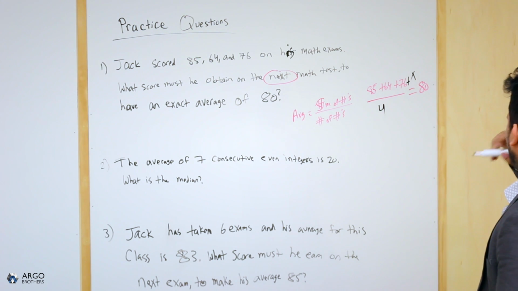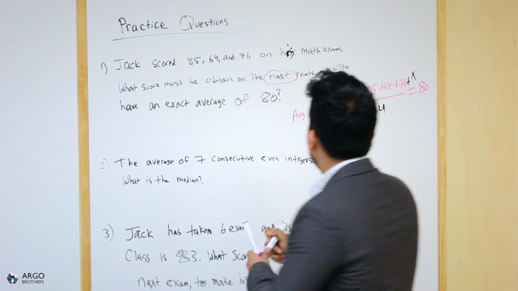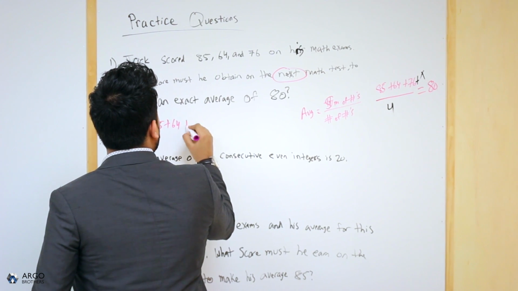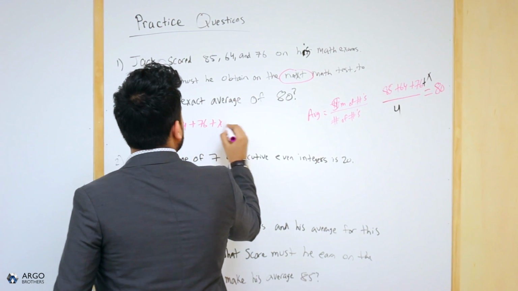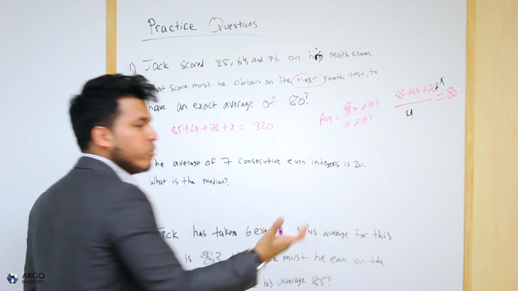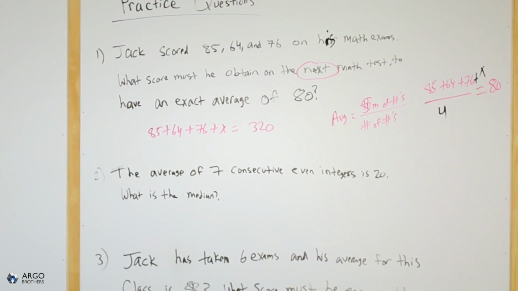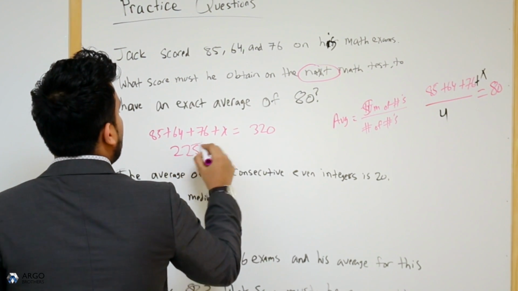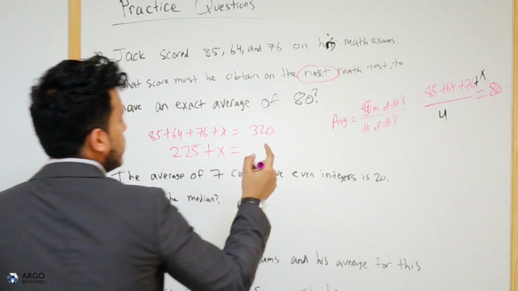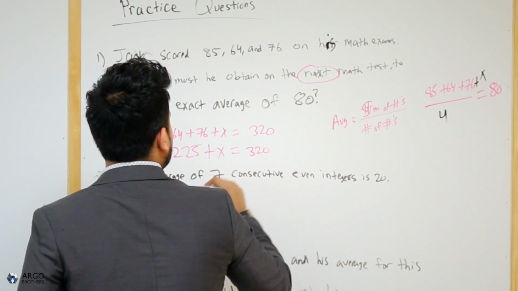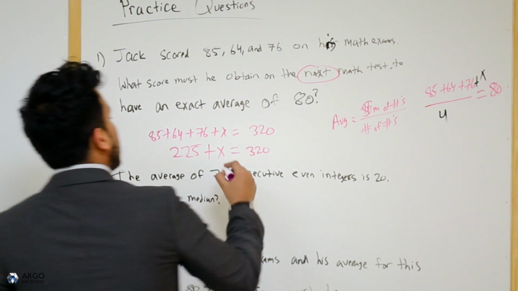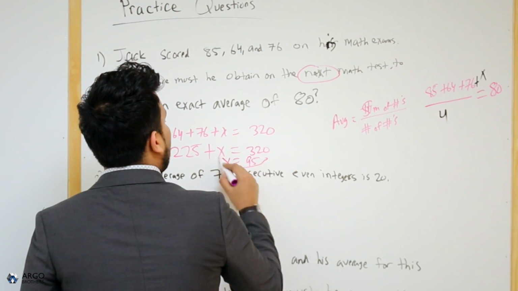So let's go ahead and solve this. Over here, we'll do 85 plus 64 plus 76 plus x is equal to 320. If you add these numbers up, you should get 225 plus x is equal to 320. Then, of course, subtract both sides: 320 minus 225, and you should get x is equal to 95.